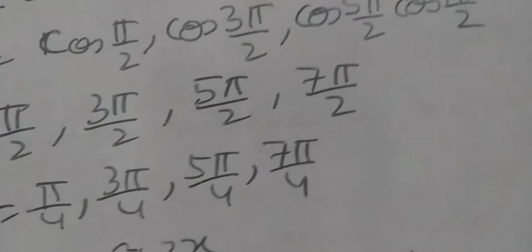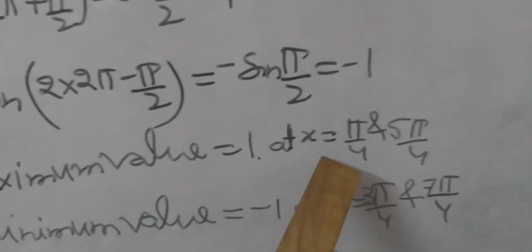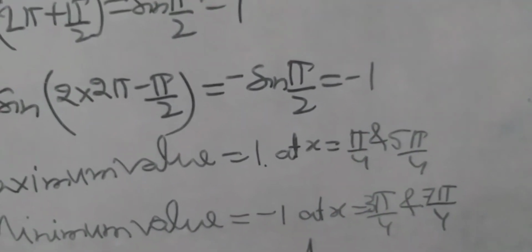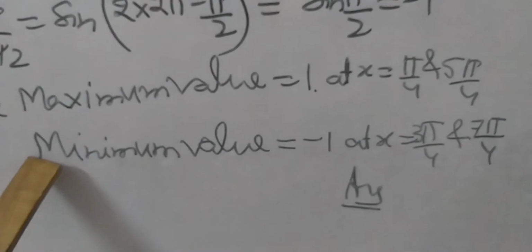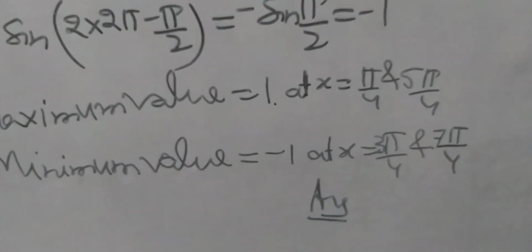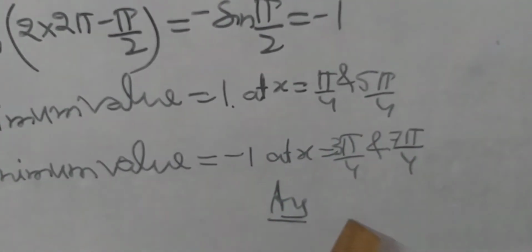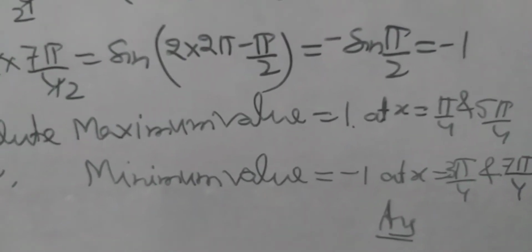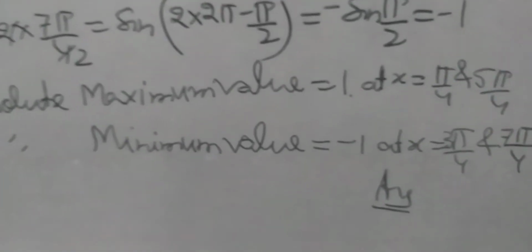Okay students. So you can see we are getting values 0, minus 1 and 1. So we can write the maximum value 1 at x equal to pi by 4 and 5 pi by 4, and the minimum value of the function minus 1 at x equal to 3 pi by 4 and 7 pi by 4. Okay students?